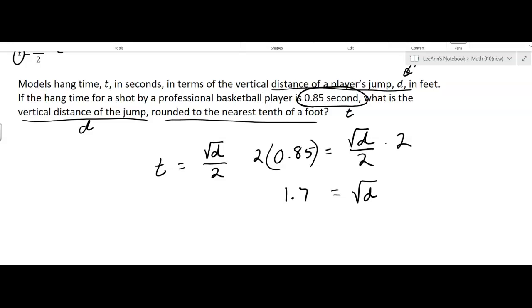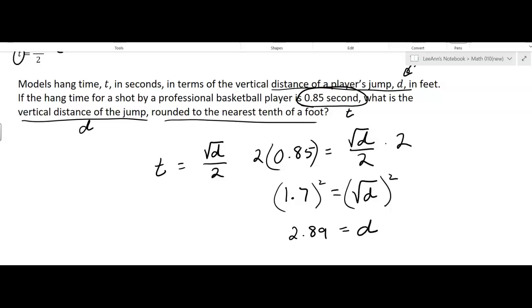Okay, now how do I solve that? Well, I have to square both sides, right? Get rid of the radical. And it was a square root. So what's 1.7 squared? 2.89 is what I get for d.